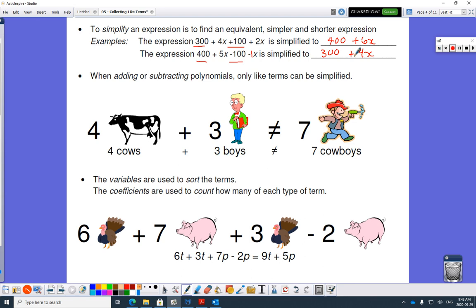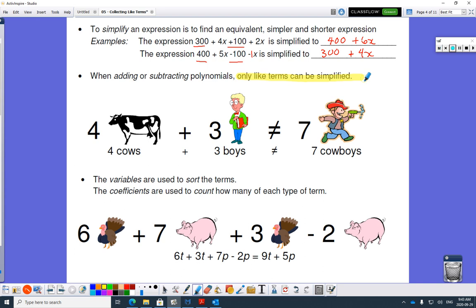You can think of it this way. Only like terms can be simplified. Geez, I said I'd behave with the highlighter and only highlight really important stuff, but this lesson has so many great sentences in it. I'm going to go highlight again. When adding or subtracting polynomials, only like terms can be simplified. You can't combine things that aren't the same type of stuff.